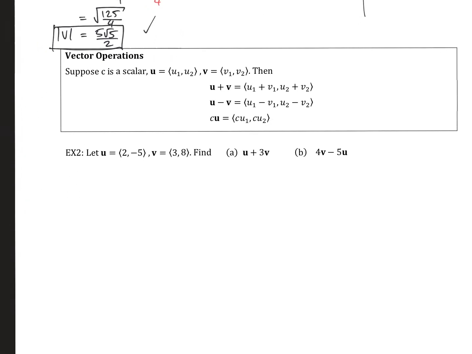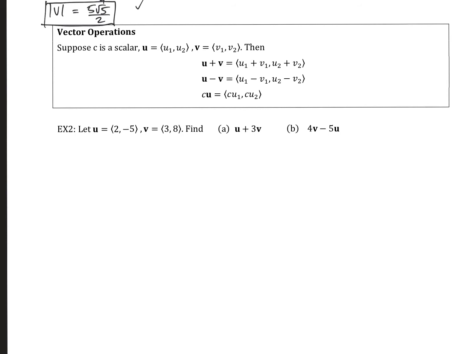So let's take a look at something called vector operations. So suppose c is a scalar, which recall a scalar just means a number. And we have the vector u is (u1, u2), so we have our a, b values. And then vector v is our other a, b values. Then, well, if we have the addition of the two vectors, we just add up their a values and their b values. Okay. If we have the subtraction of two vectors, we subtract their two values. Careful here, though. Whichever vector comes first, that should always come first for the subtraction values.